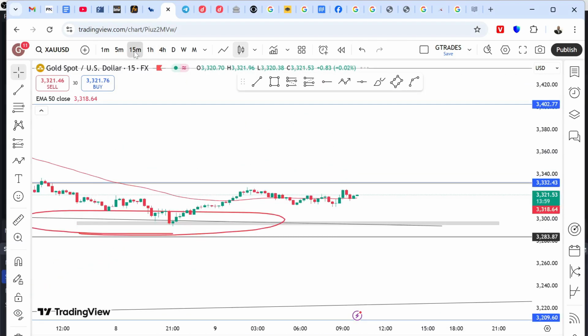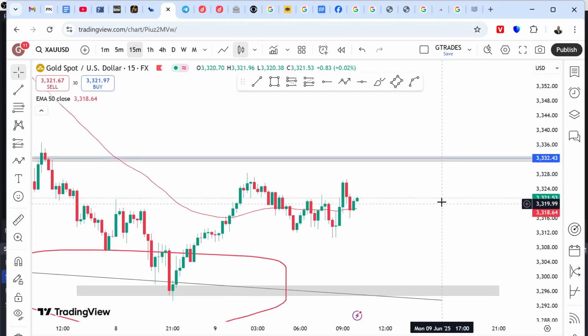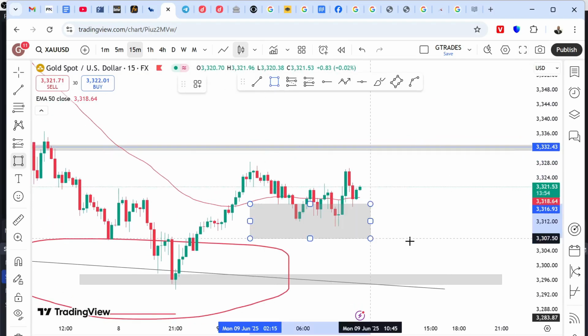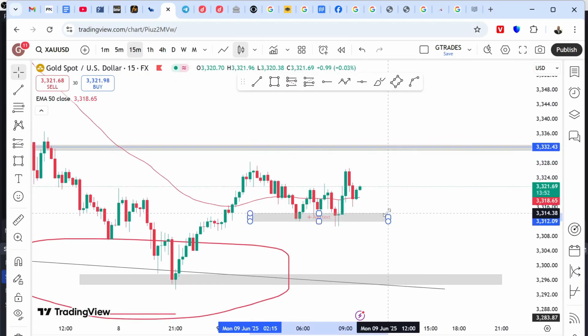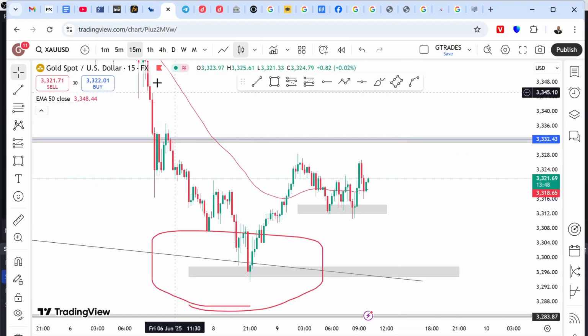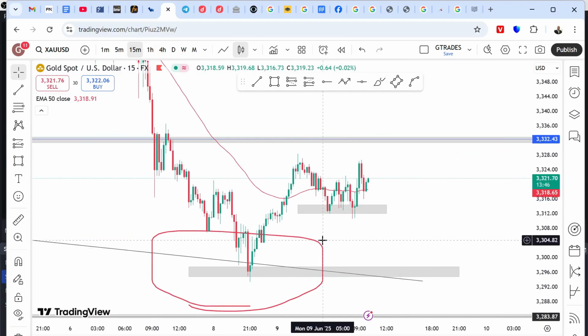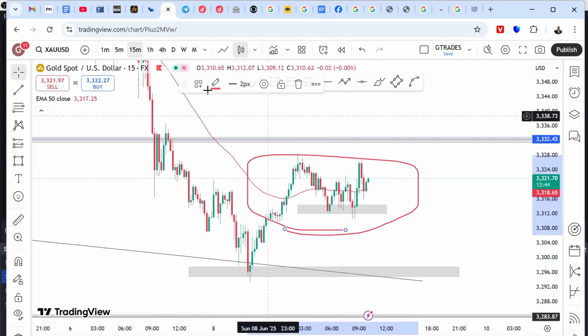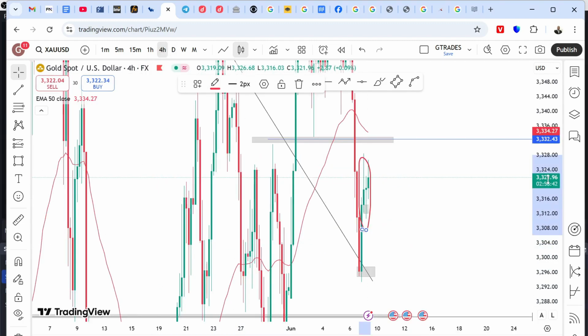If you come to the 15-minute time frame now, you will see that you are having a double bottom here. Now, tell me, is this double bottom a strong zone or a weaker zone? Let's come to the 4-hour time frame. Let me mark it. Let me put it here. Now let's come to the 4-hour zone.